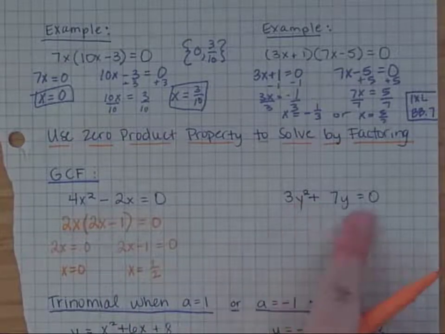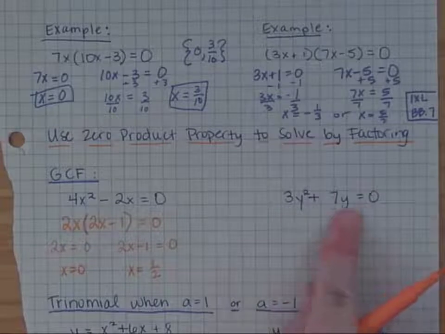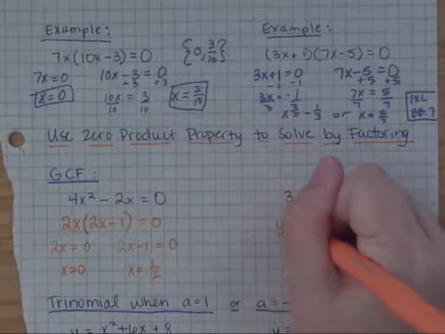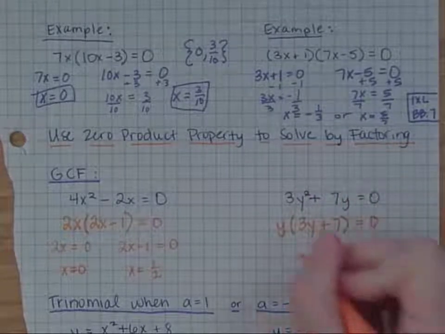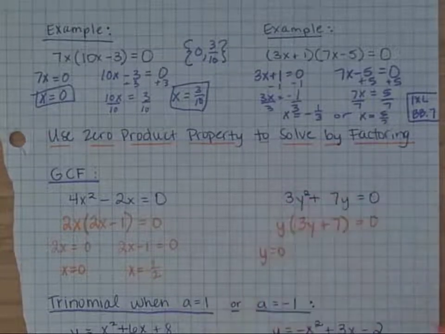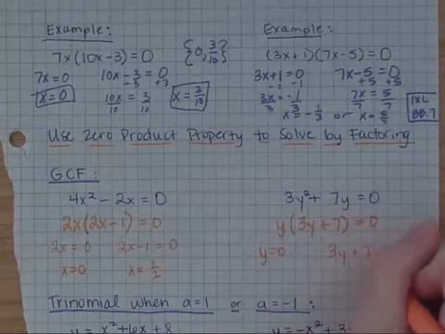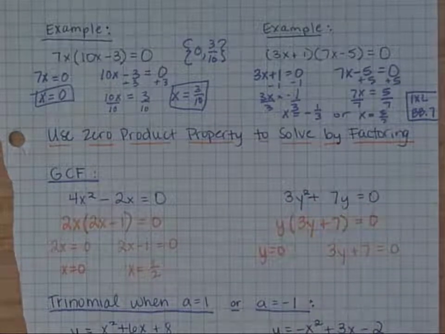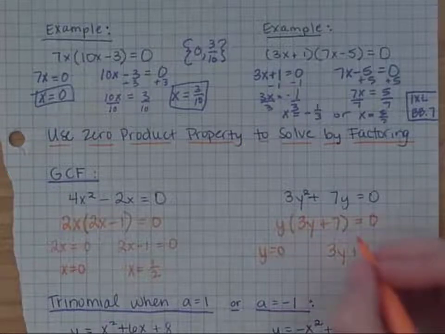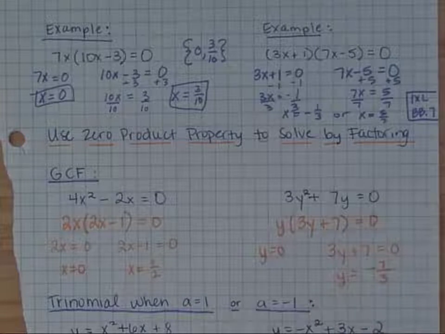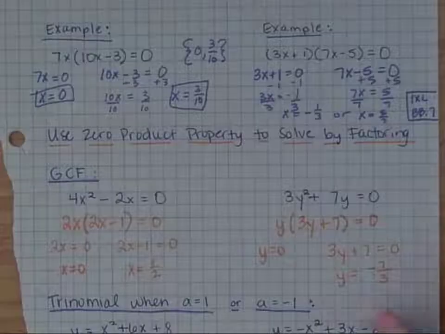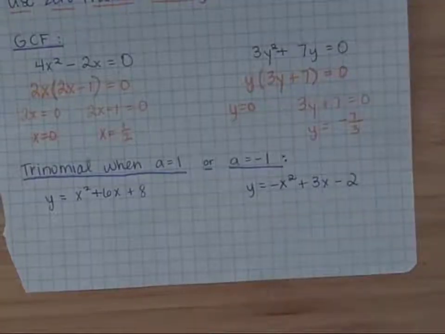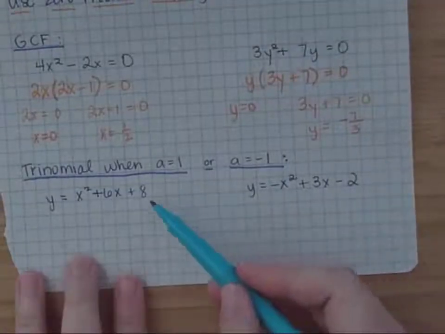Over here, my coefficients don't have a GCF, it would just be the y. So y times 3y plus 7. So either y equals 0 or 3y plus 7 equals 0. Minus 7 from both sides, divide by 3, y could equal -7/3.